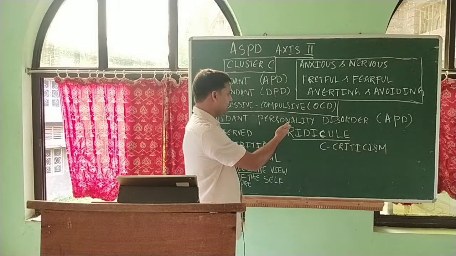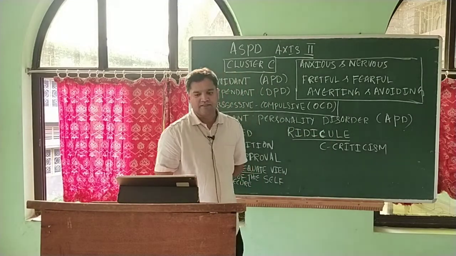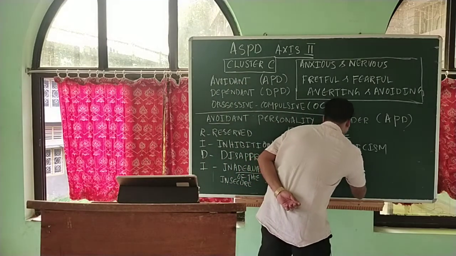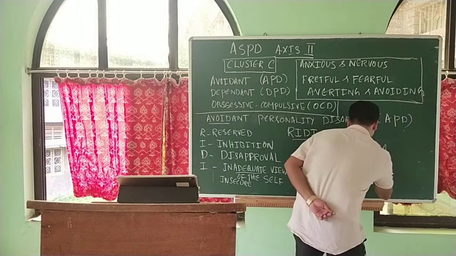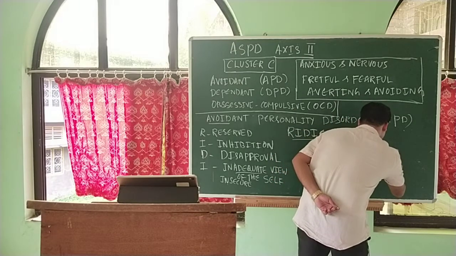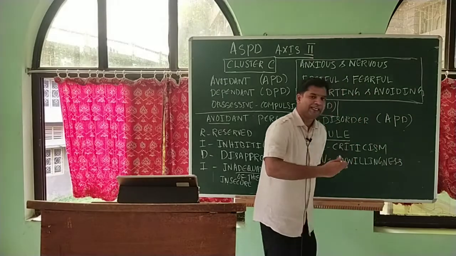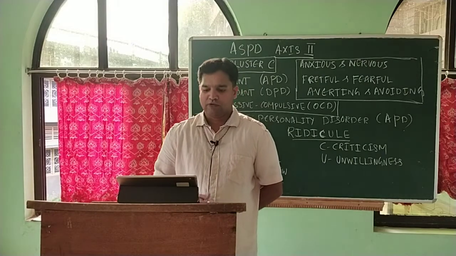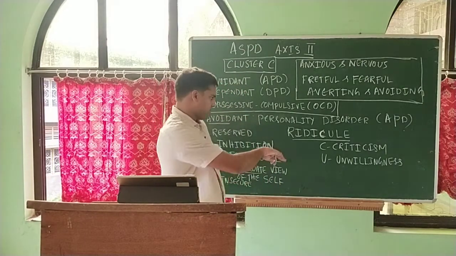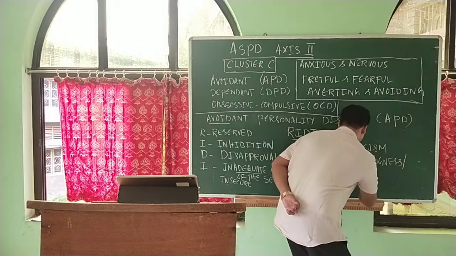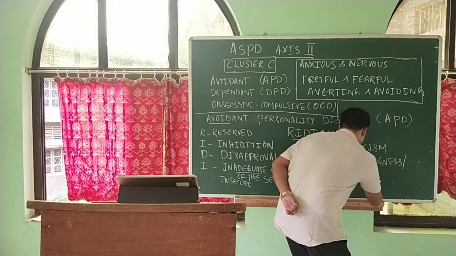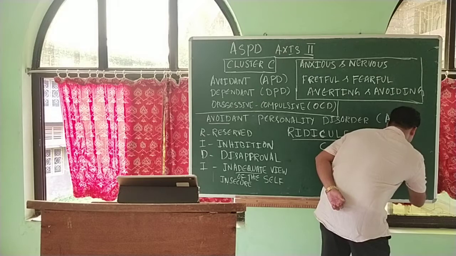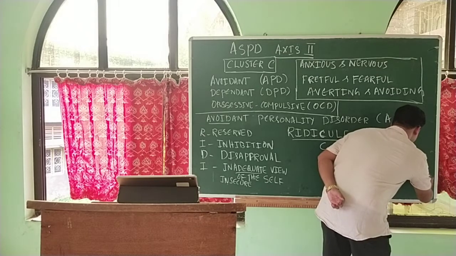And U stands for unwillingness. Unwillingness to relate, to mingle with the others, to establish relationships. They have this strong reluctance. Another word, unwillingness or reluctance to relate. They cannot relate or they don't want to relate because of the fear.